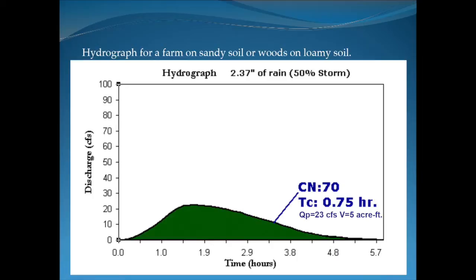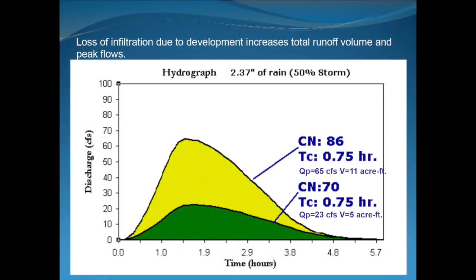Okay, so now we develop, and we change the curve number based on the development. We add a lot of imperviousness, and now the curve number has gone up to 86. We were able to do that without changing our time of concentration. But the flow went up to 65 CFS, so the rate at which it ran off went up almost 3 times, and the volume more than doubled, to 11 acre feet. That's represented here. The volume is this whole area underneath this curve, where it used to be just the green part.